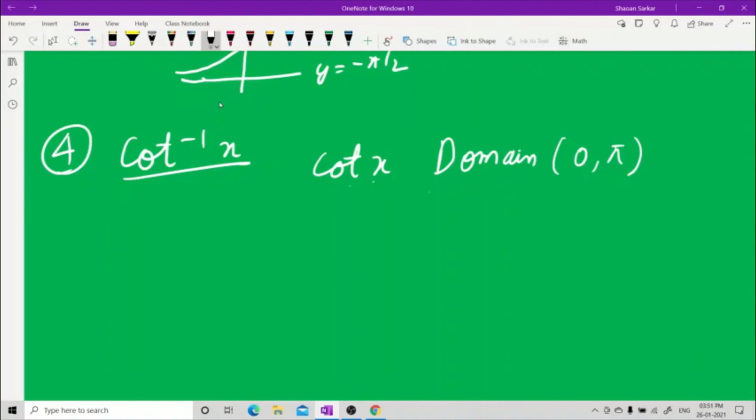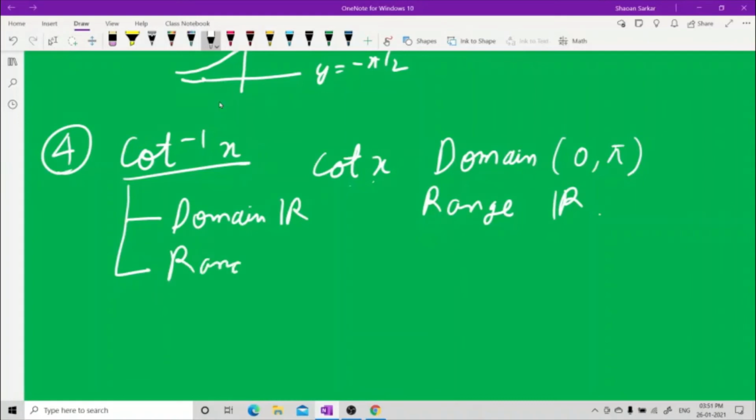Now the range of cot x was complete R. Now cot inverse x will have domain R, and your range would be 0 to pi, the open interval. Neither 0 nor pi will come.